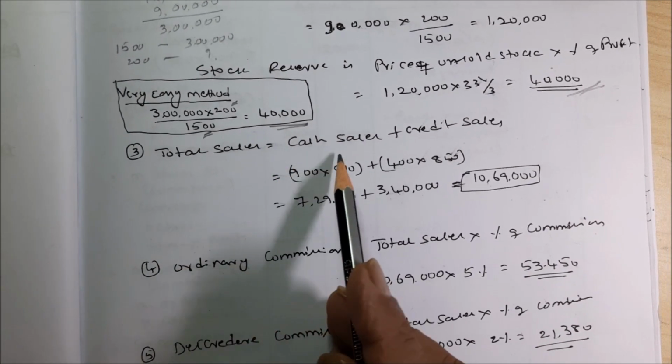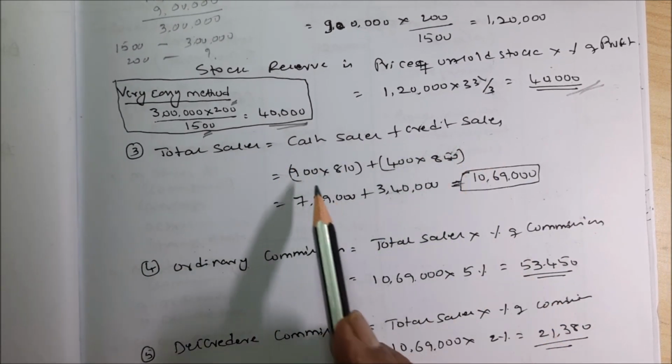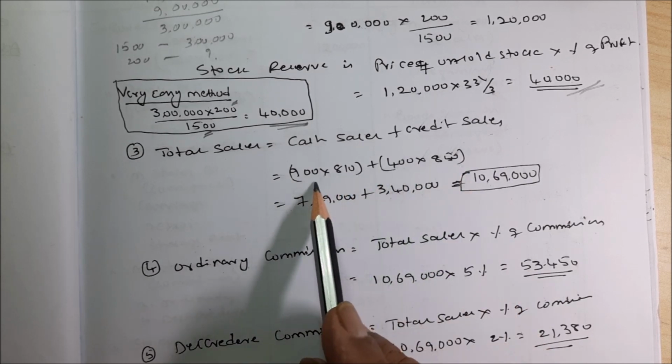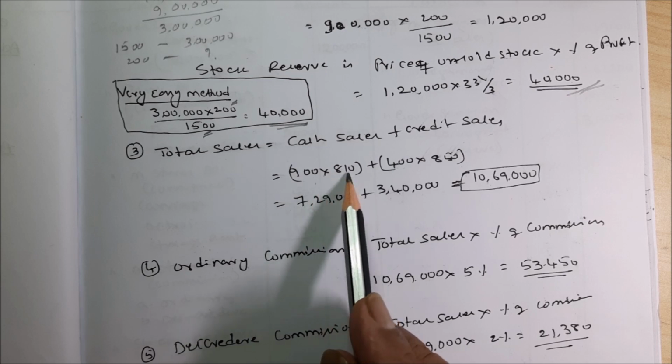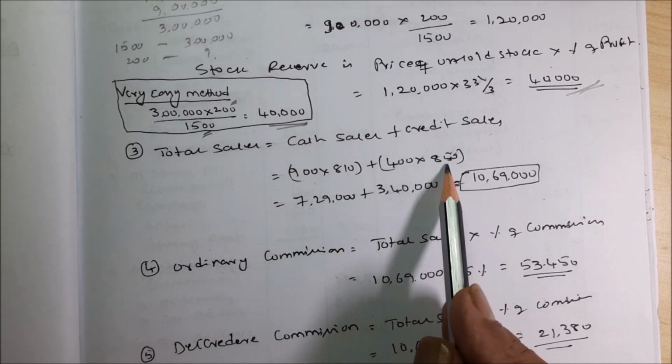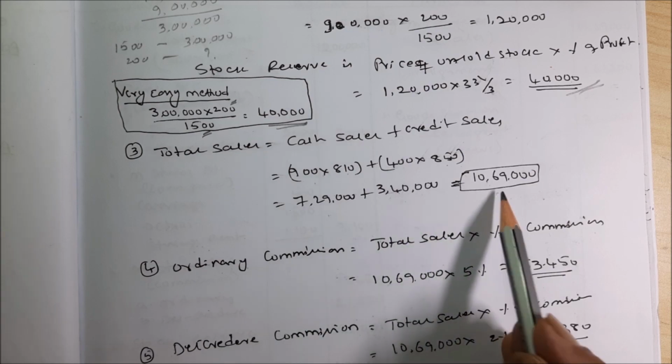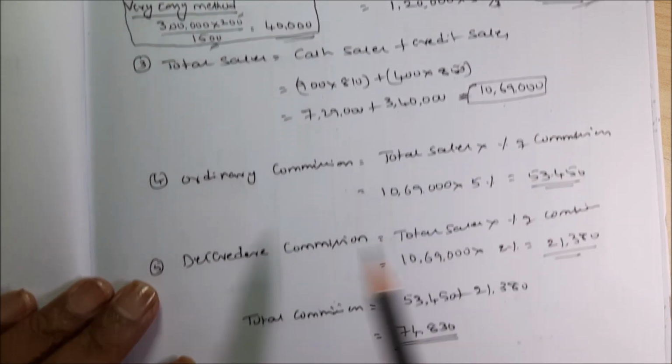So total sales is equal to cash sales plus credit sales: 900 into 810 plus 400 into 850. Why? Because cash has been sold for 810 and credit has been sold for 850. So 7 lakh 29 plus 3 lakh 40, total sales comes to 10 lakh 69,000.